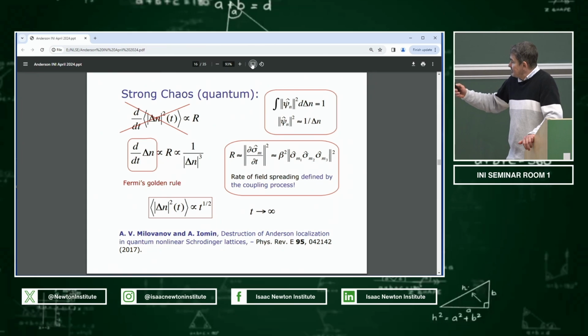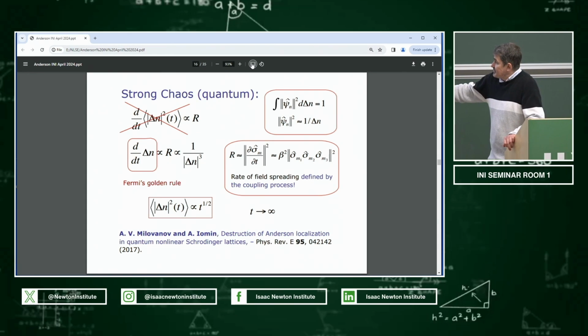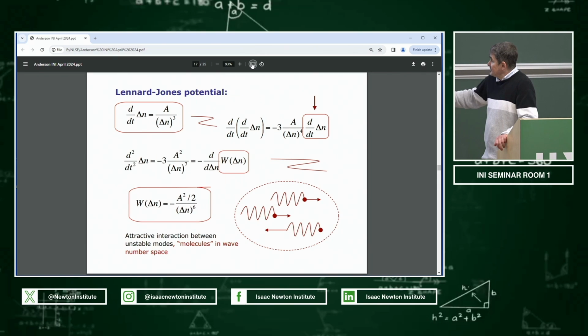So let me rewrite this equation with Fermi's golden rule and the rate of field spreading obtained from scaling of the noise term. So I have it here. Now I differentiate both sides of this equation over time. So d/dt here, and then I differentiate on this part.